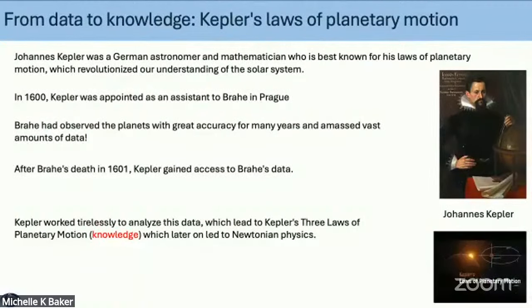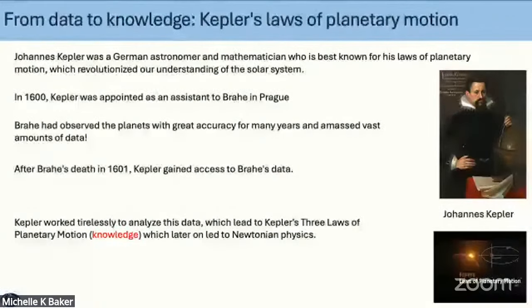Okay. So this is another example to give you an idea of how these models work. Johannes Kepler was a German astronomer and mathematician. He's best known for the laws of planetary motion, which really revolutionized how we understand the solar system. He was working with Brahe, who observed the planets.